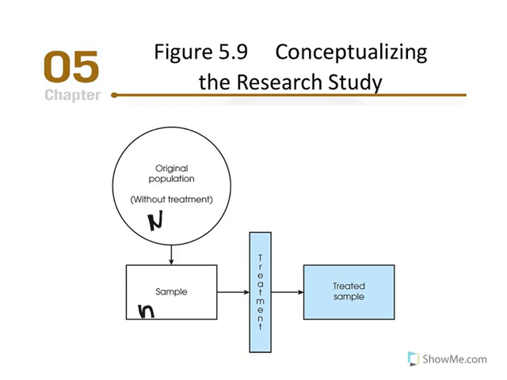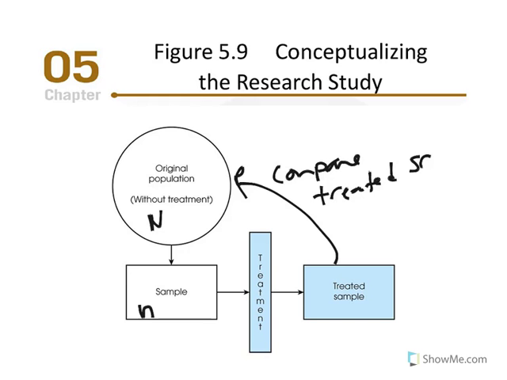So we have our sample. We expose that sample to treatment, and then we analyze that treatment. And one method of research says that then we compare the treated sample to the untreated population. And we'll learn about this when we engage in a z-score test. And this requires that we have population parameters. So we have to have the information about the population to do this kind of comparison.